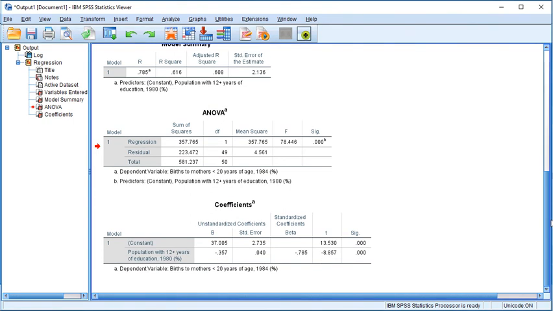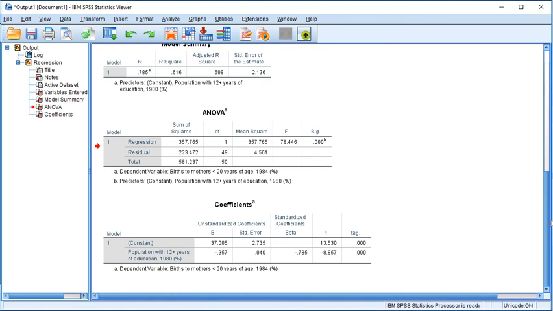We see the unstandardized B, that's the regression coefficient. The constant is the intercept of 37.005. We see its standard error. Also, for the independent variable, percent of population with 12 plus years of education, has a value of minus 0.357. So if I were writing out the regression line as an equation, I would write it as y equals 37.005 minus 0.357x, and that's our regression model.